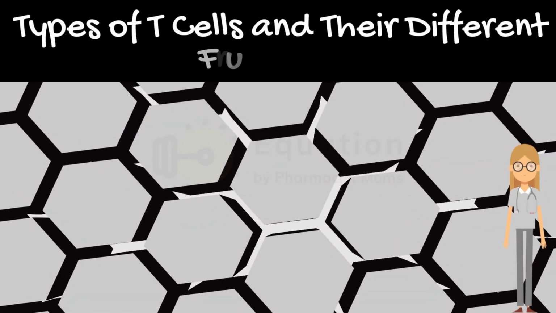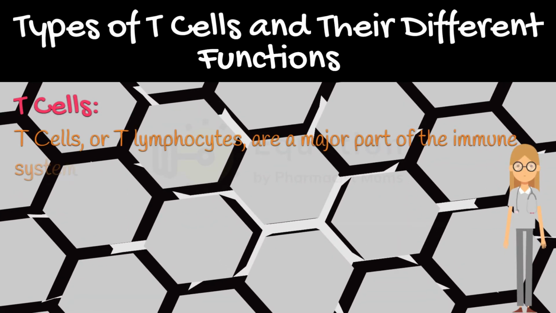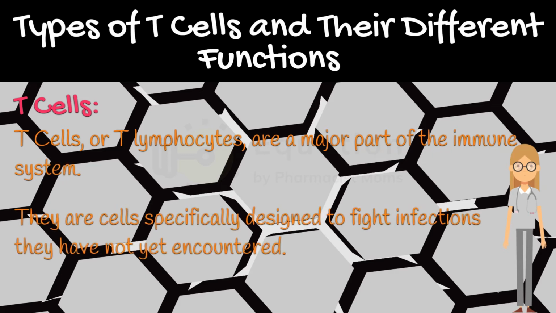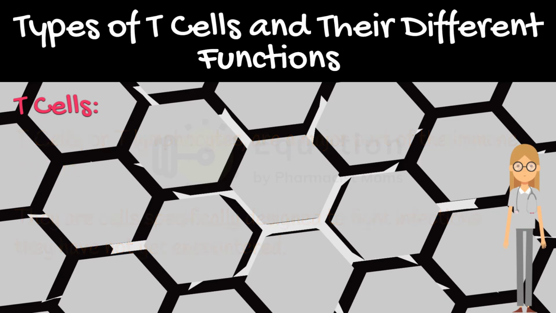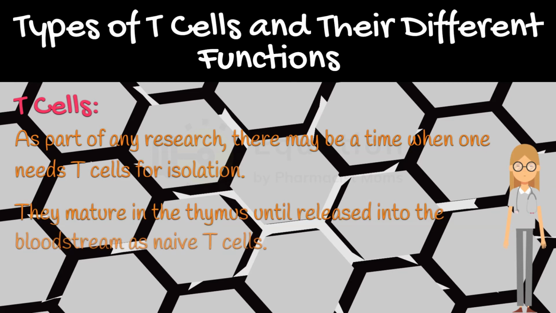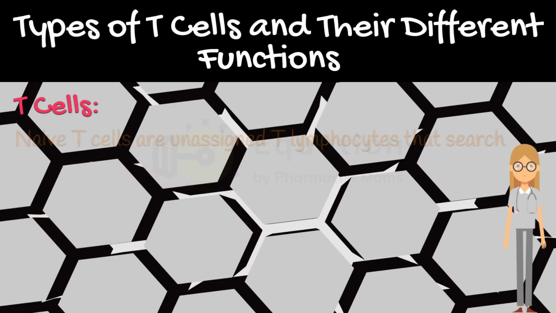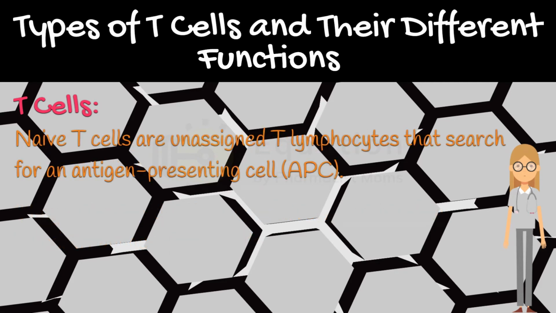Next, we will discuss types of T cells and their different functions. What are T cells? T cells, or T lymphocytes, are a major part of the immune system. They are cells specifically designed to fight infections they have not yet encountered. As part of any research, there may be a time when one needs T cells for isolation. They mature in the thymus until released into the bloodstream as naive T cells. Naive T cells are unassigned T lymphocytes that search for an antigen-presenting cell or APC.